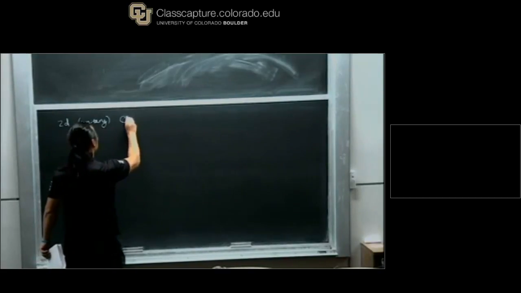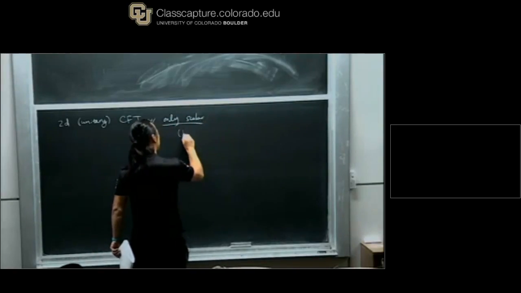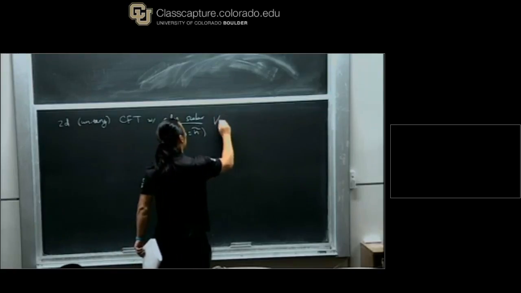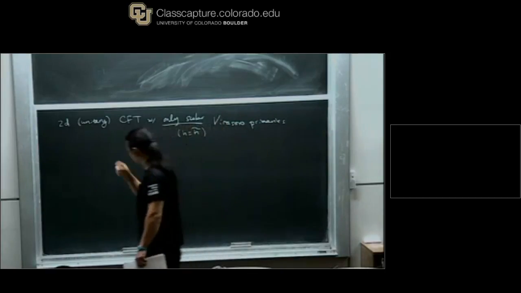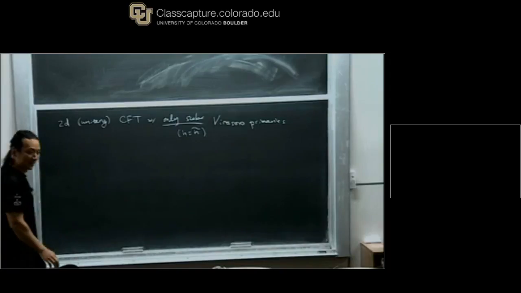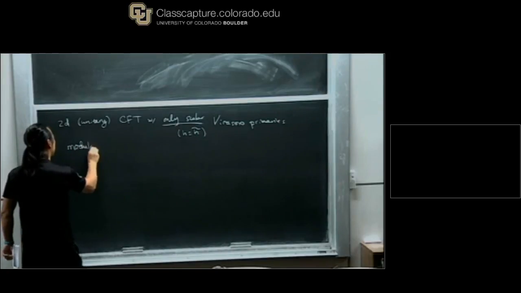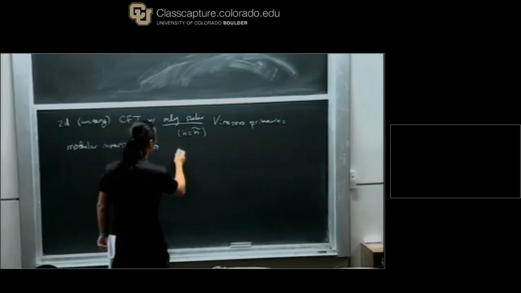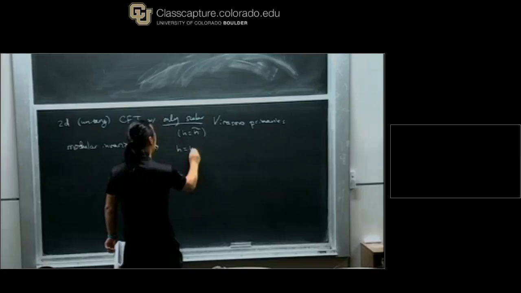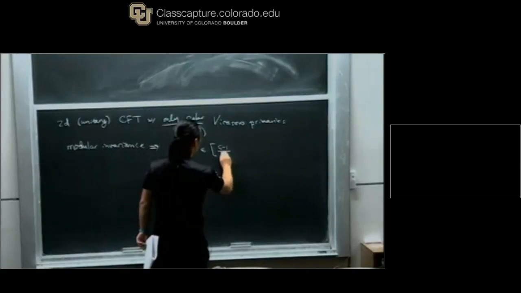So a unitary CFT with only scalar primaries, that is h equals h tilde for all the primaries. I showed, with a small caveat, that modular invariance at the level of the torus partition function implies that the spectrum is continuous. So let's say h equals h tilde takes a value between (c minus 1) over 24 to infinity.